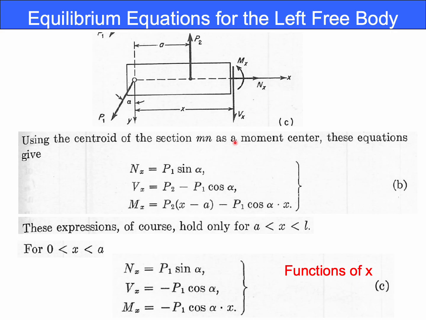Take notice that all of Nx, Vx, and Mx are assumed to be positive. By considering the equilibrium of the force in x and y directions and the equilibrium of the moment about the point on the right hand section, this point, to take the moment, we obtain these three equations.